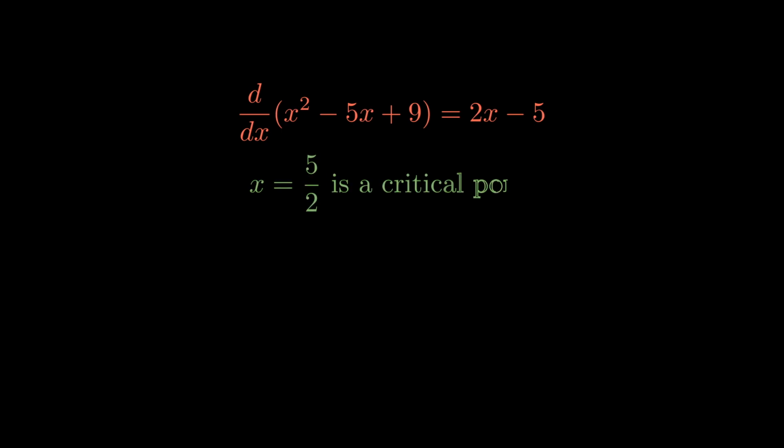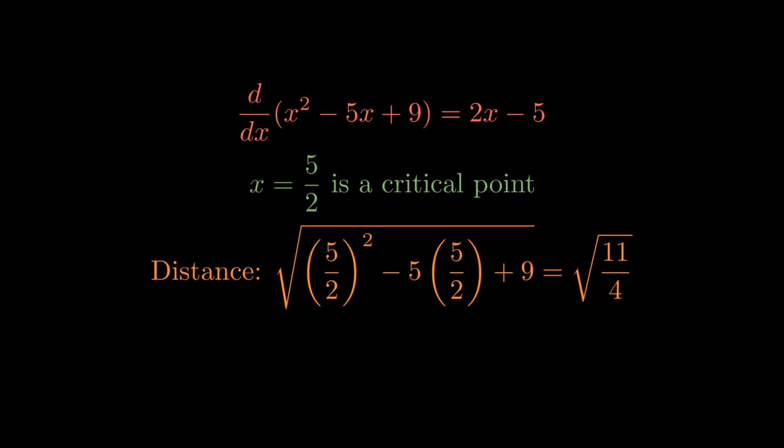And then we can set this equal to 0 to find the critical points, which means that there's a critical point at 5 over 2. So now we know that x equals 5 over 2. So we can plug that into our expression for the distance to find the minimum distance between a point on the function and the given point. So we plug in 5 over 2 into our expression for distance to find that the least distance is the square root of 11 over 4.